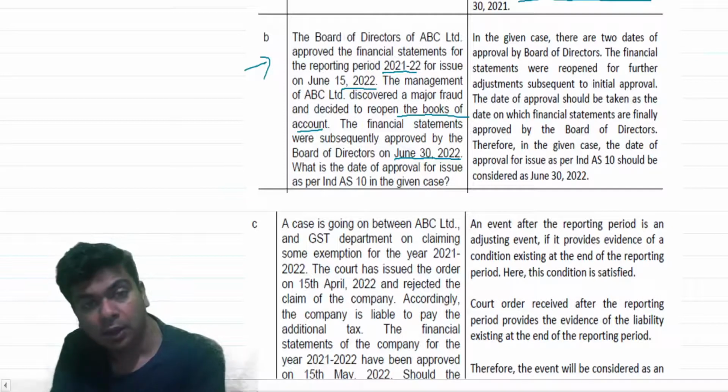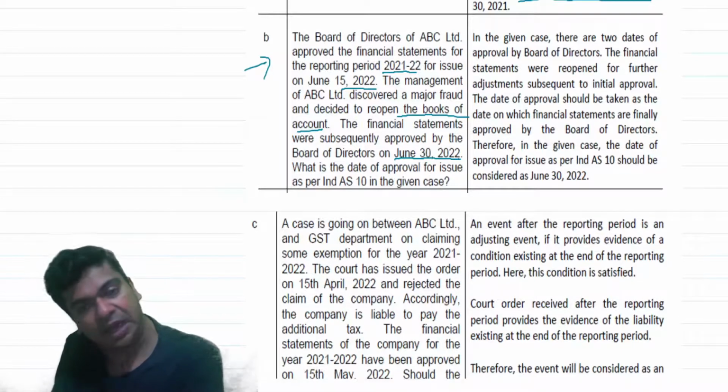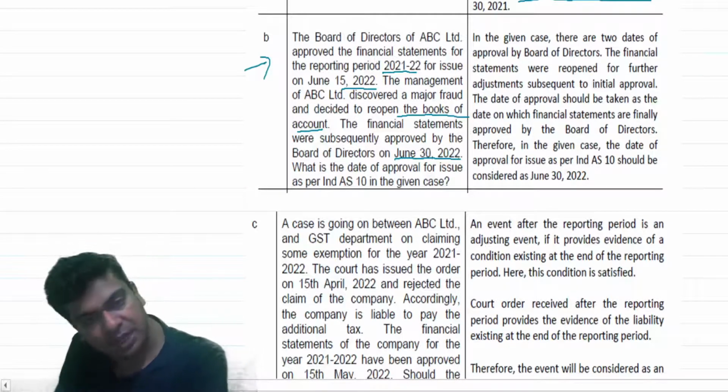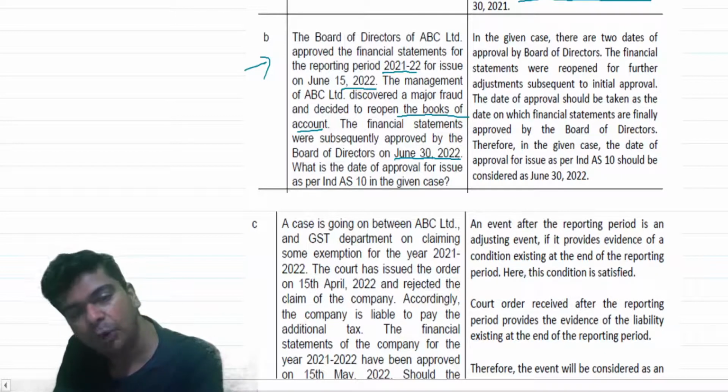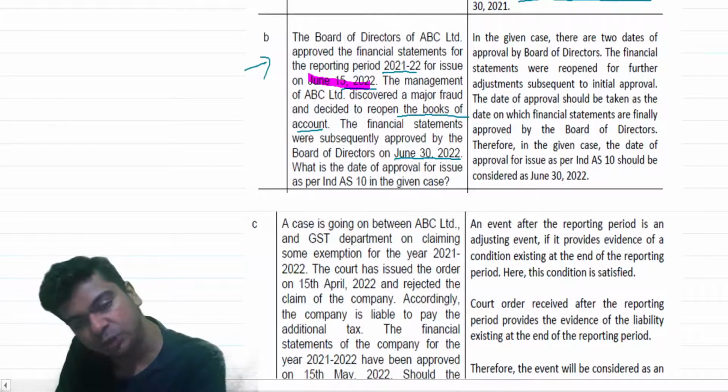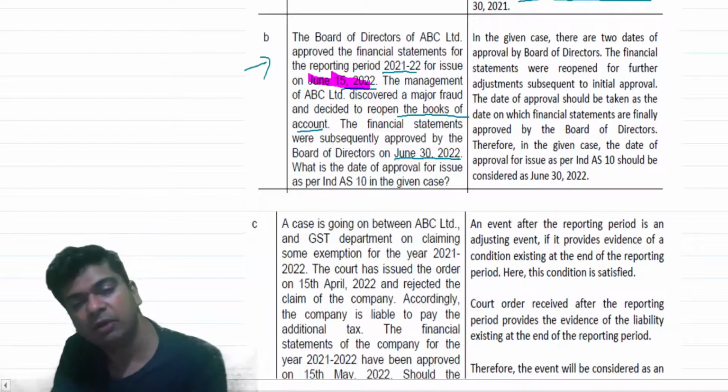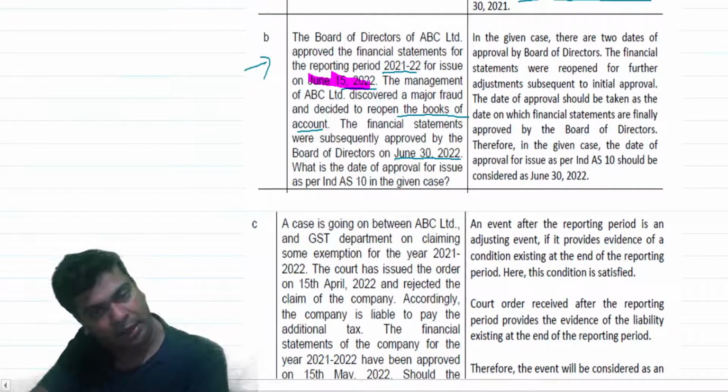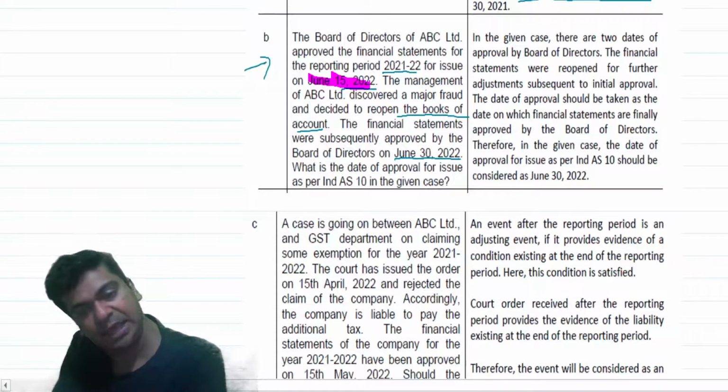Okay. What has happened is that we are having two dates of approval this time. First, the board of directors are approving it on 15th June 2022. Then they are discovering a major fraud. They are reopening the books and again they are approving it on 30th June 2022.